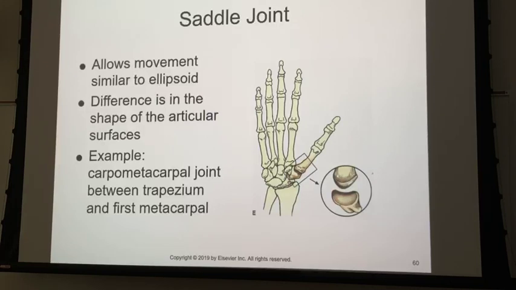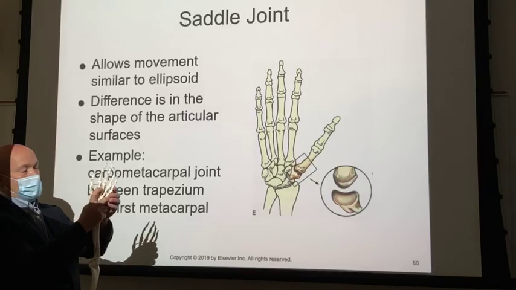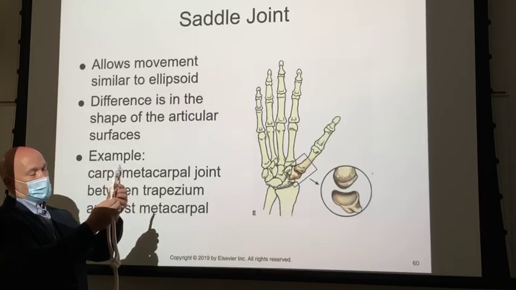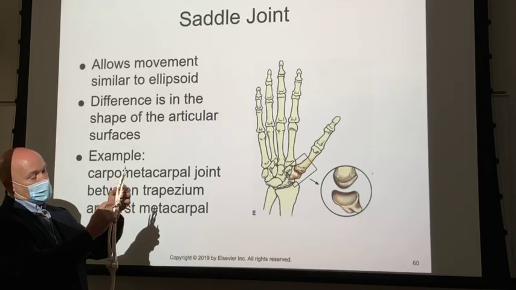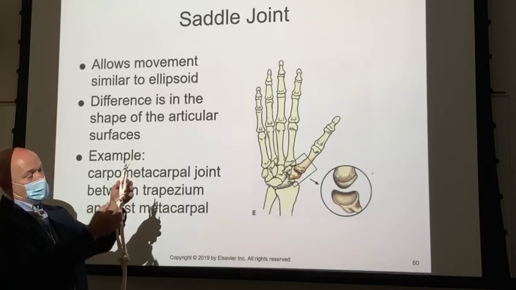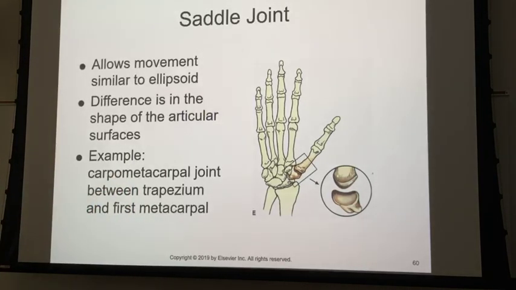And a saddle joint would be the joint between the first metacarpal. Okay, so you got carpal bones here, and then you got metacarpals, all the bones of the hand. The carpal bones are the bones of the wrist. Metacarpal bones are the bones of the hand. So metacarpals, carpal bones, and between the first carpometacarpal joint, what we've got is a saddle joint. So the saddle joint allows movement similar to an ellipsoid, but it's a little bit different in shape and the way it actually functions.